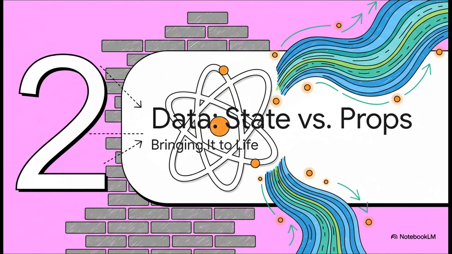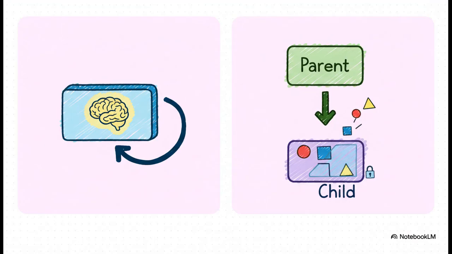All right, so we've got our super fast building blocks. That's great. But a website with just static blocks is, well, it's pretty boring. To make things interactive, to bring them to life, we need data. And in the world of React, data really boils down to two key concepts: state and props. And getting this difference is maybe the most important thing in early React development. It's absolutely crucial.